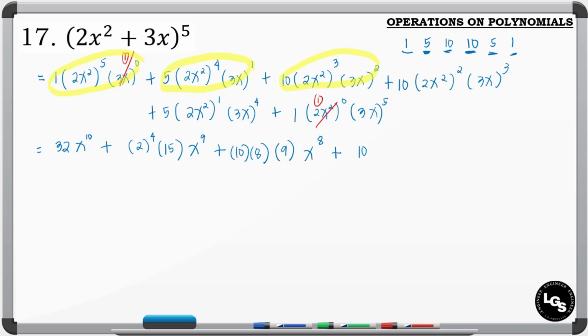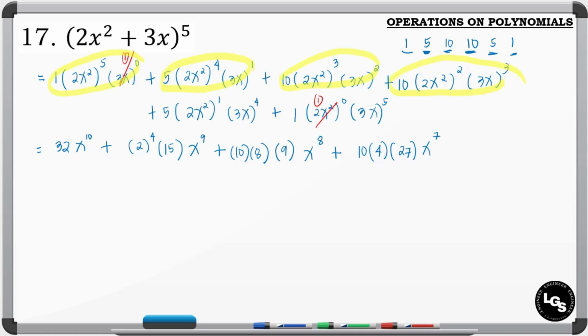Next, we have the next term. So we have the 10 coefficient times 2 raised to 2. So that is 4. Then the other one, 3 raised to 3. So that is 27. Then for the x variable, x squared times 2. So that is x raised to 4. While the other has an exponent of x raised to 3. So 4 plus 3, that is x raised to 7. So we're okay with this one.